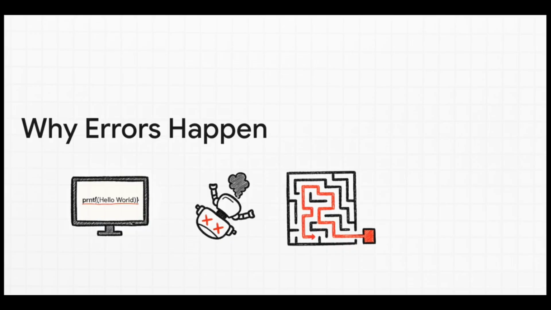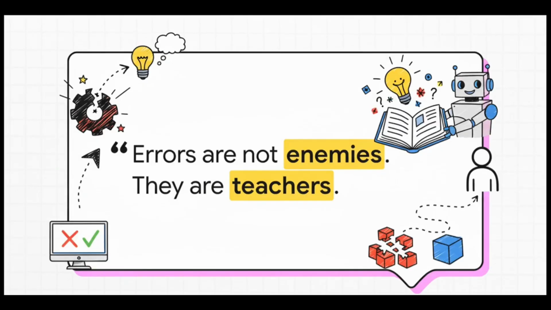And this brings us to probably the single biggest mental shift you have to make. You have to stop thinking of errors as your enemy. They aren't a sign that you failed. Every single error message is the computer trying its absolute best to tell you, hey, right here, on this line, this is where your instruction got confusing. They are your guide. They're your teachers.